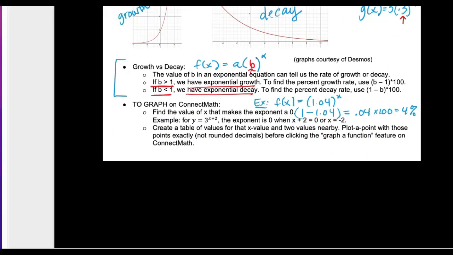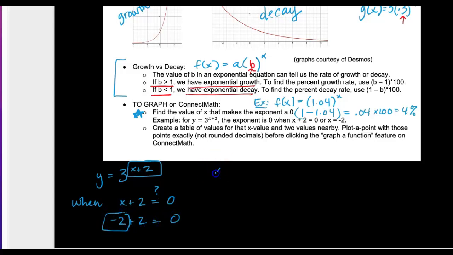If we're graphing on Connect Math, a really nice tip is to find the value of x that makes the exponent 0. For example, look at y equals 3 to the x plus 2. We identify the exponent, and ask, when is x plus 2 equal to 0? It's equal to 0 when x is negative 2. You could also solve that equation: x plus 2 equals 0, take away 2 from both sides, and you get x equals negative 2.